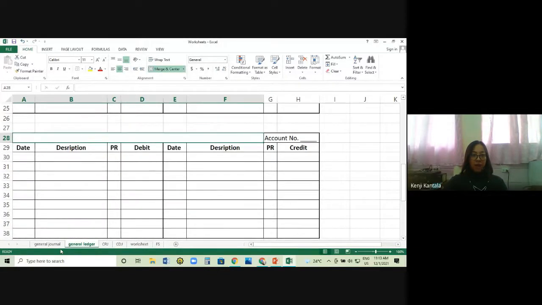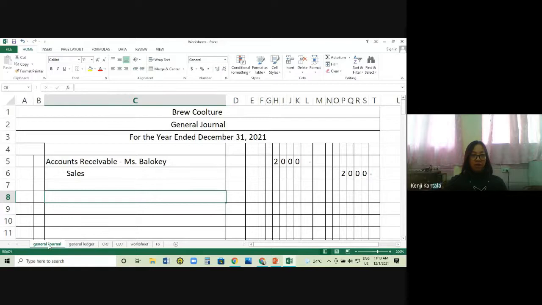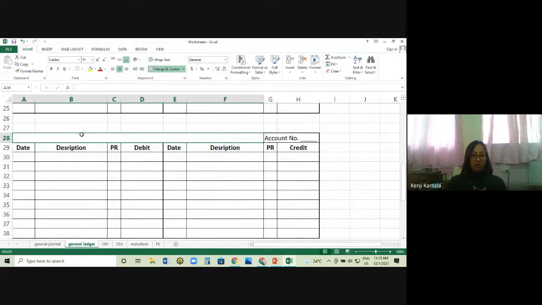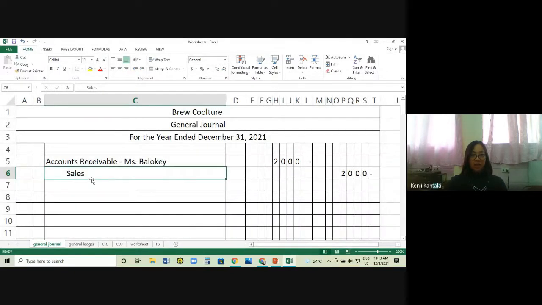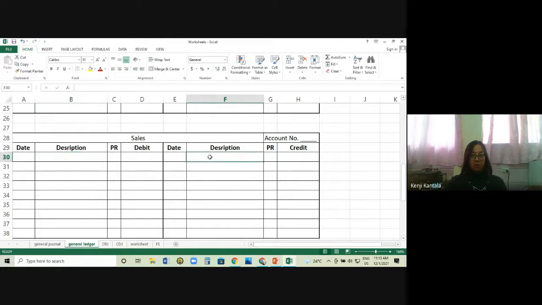Okay, next, balikan natin si journal. Accounts receivable, meron na tayo. Next, we have our ledger for our sales. We have here our header, sales. The description natin, sales natin, may credit tayo at 2,000. So, sales, credit at 2,000. Kung pwede mo ilagay dito, Miss Baloke.